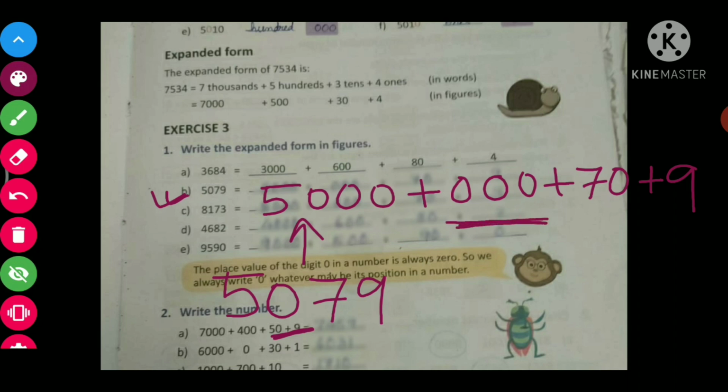But instead of 3 you can also write 1 zero. We'll write only 1 zero if 0 is there. This will also be correct. So if 0 is placed in any place value, then we'll write only 0. We'll not put any extra zeros.